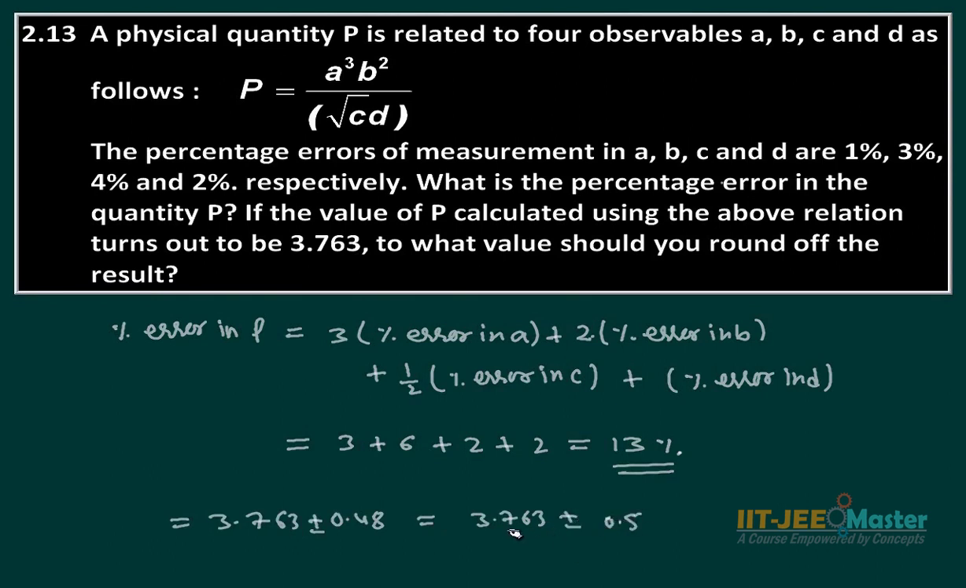That means 7 is now the uncertain digit. So we'll leave all these two digits. 3 is the reliable digit. So the uncertain digit will be rounded to 8. The answer will be 3.8 plus minus 0.5. So the result will be 3.8 plus minus 0.5 if we show the total result, but rounding will give us 3.8.